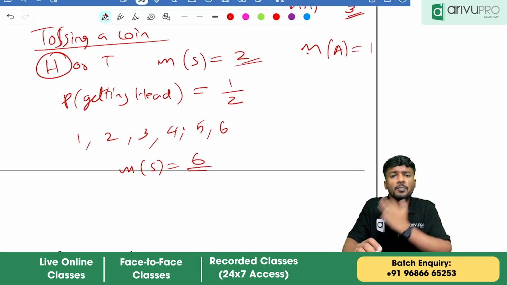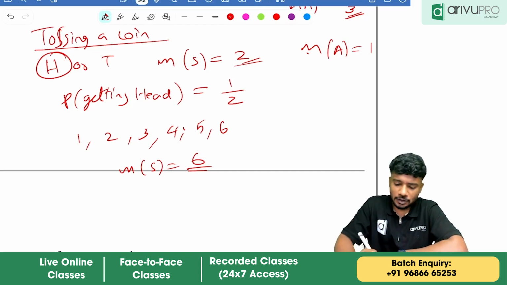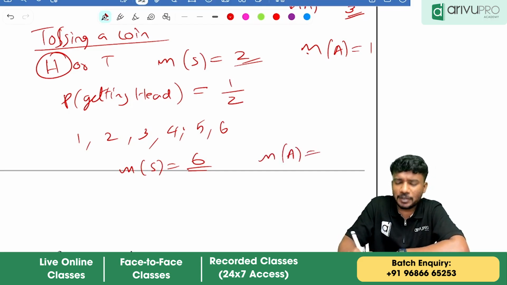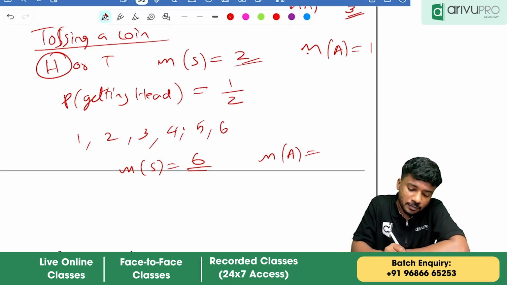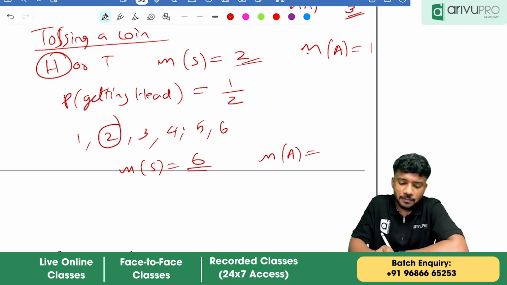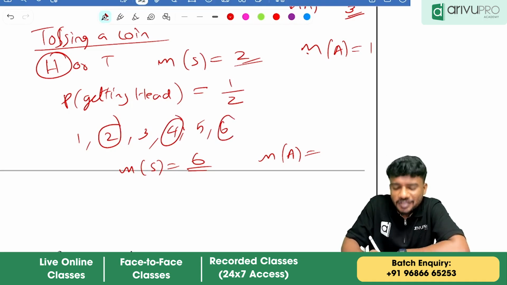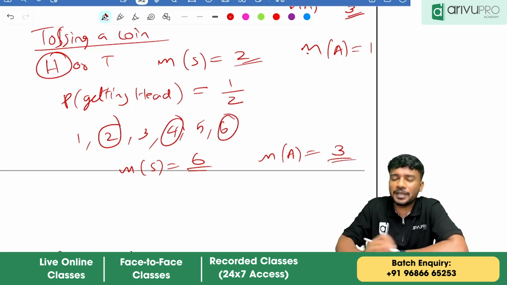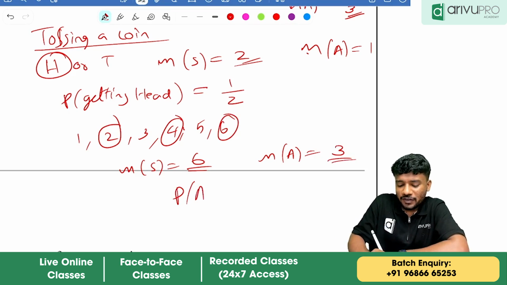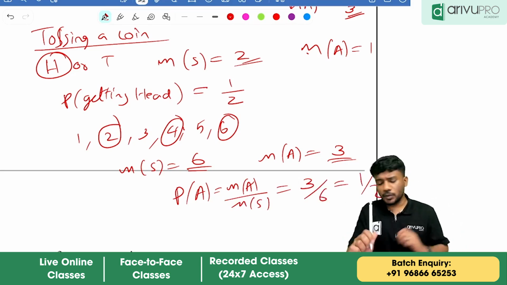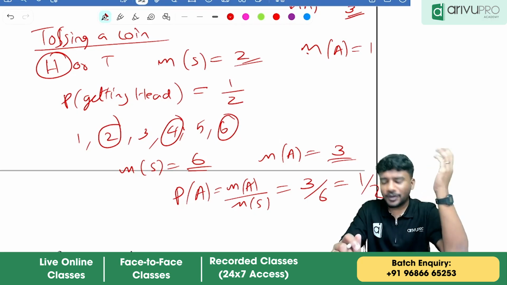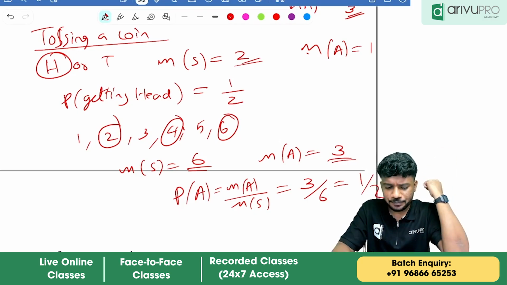Now, my question is the probability of getting an even number. Before that, how many favorable outcomes are there? We need to check which are even numbers. 2 is an even number, 4 is an even number, 6 is an even number. So n of A will be 3. Using that, P of A is equal to n of A divided by n of S, which is 3 divided by 6, which is equal to 1 divided by 2. So that's how we can write it. Understood? You got it?